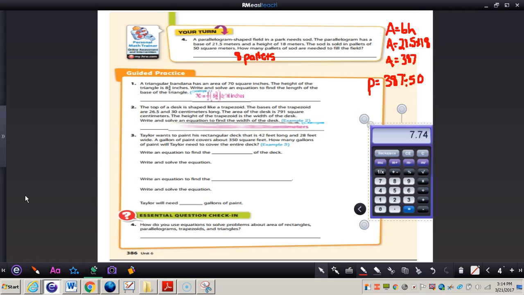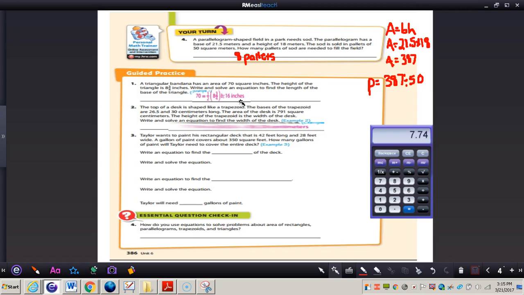Now what I would like you to do is take a look at number 1 and work on that independently, and you can work on that now. Okay, you can see the answer for this. Write and solve an equation to find the height of the base of the triangle. Okay, so you can see 16 inches would be the length of the base of the triangle. I think I might have said height, the length of the base.